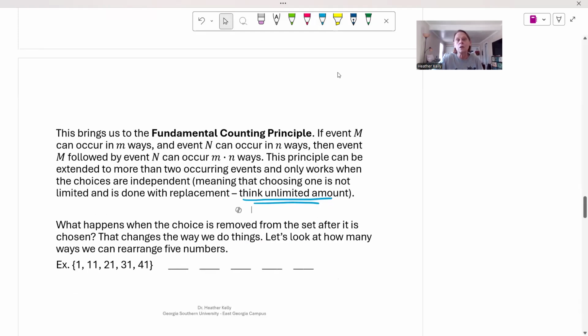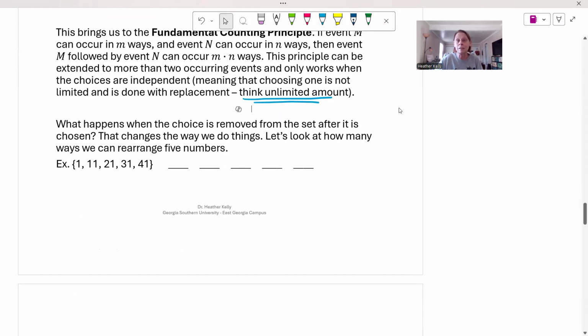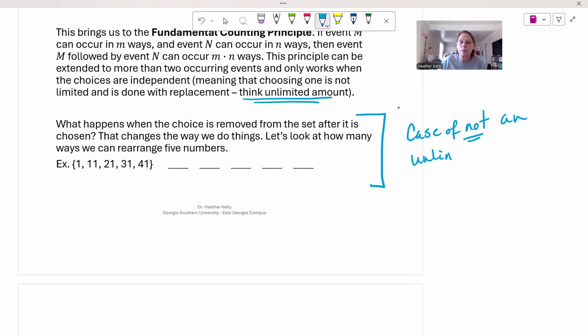Okay, so let's look at what happens when it does matter, like when there is not an unlimited amount. This is a case of not an unlimited volume to choose from. I just want you to be able to see this. Okay. Now, here's the question. What happens when the choice is removed from the set after it's chosen, right? So it changes the way we do things.